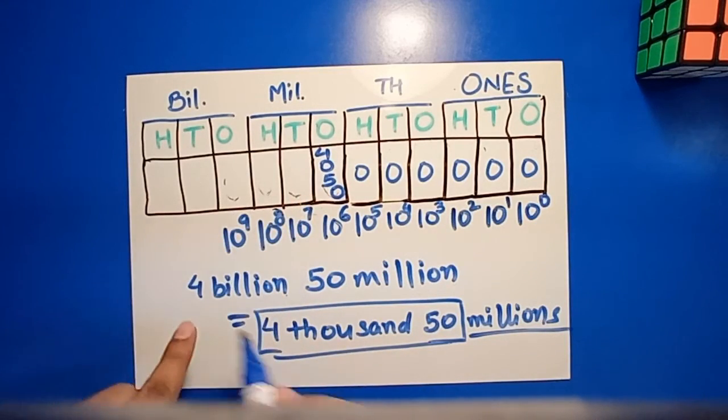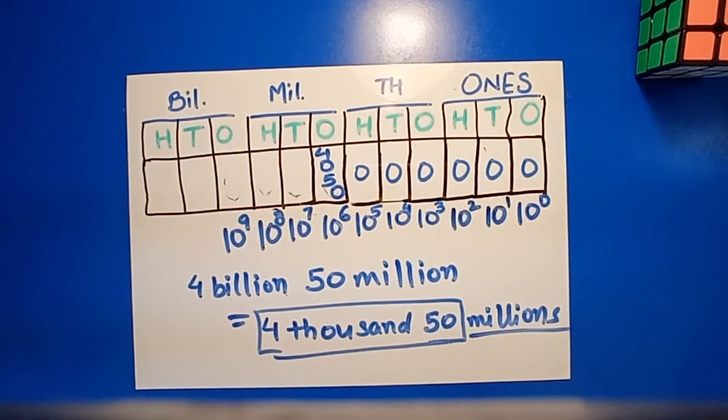Okay, so 4 billion 50 million is same as 4050 millions. Pause the video, watch it again if it's not clear. It's an important concept and some tricky questions can come around this. Keep learning.